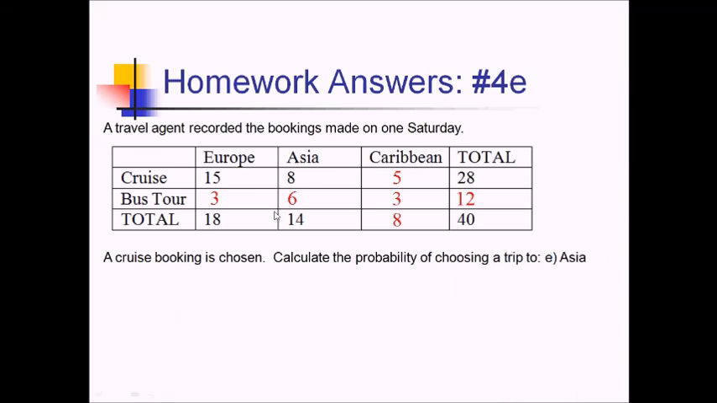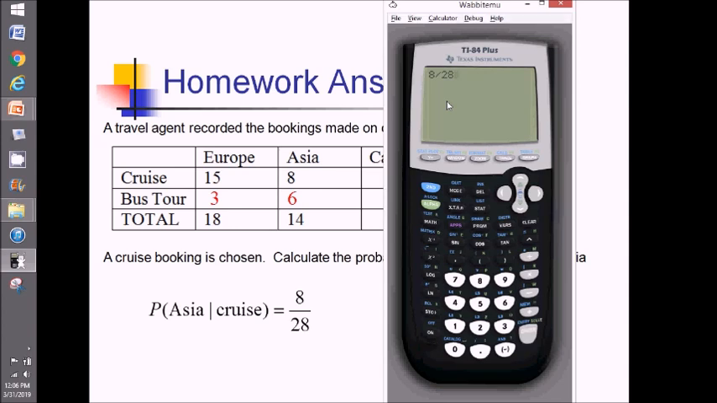For part E, cruise booking is chosen. So that means 28 is our denominator because we're only looking at the people who took cruises. Probability of choosing a trip to Asia. So that would be 8 out of 28 for probability of Asia given cruise. And let's check that on the calculator. So 8 out of 28 is going to be about 0.286.